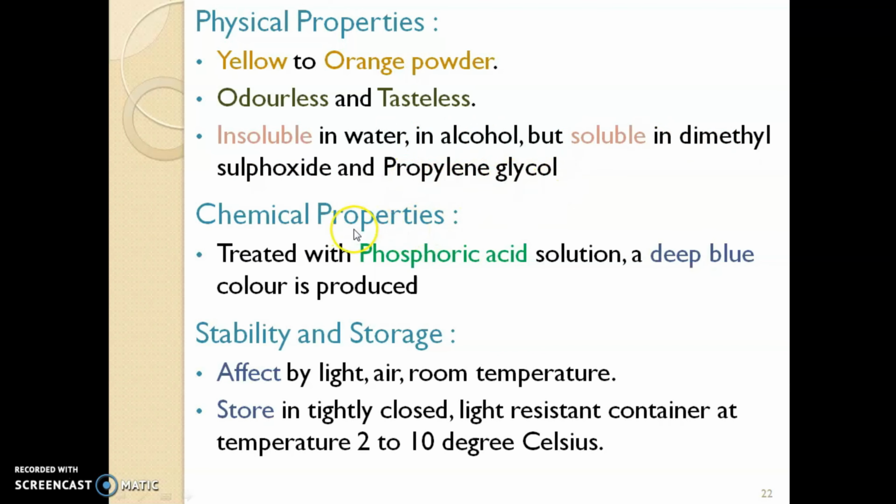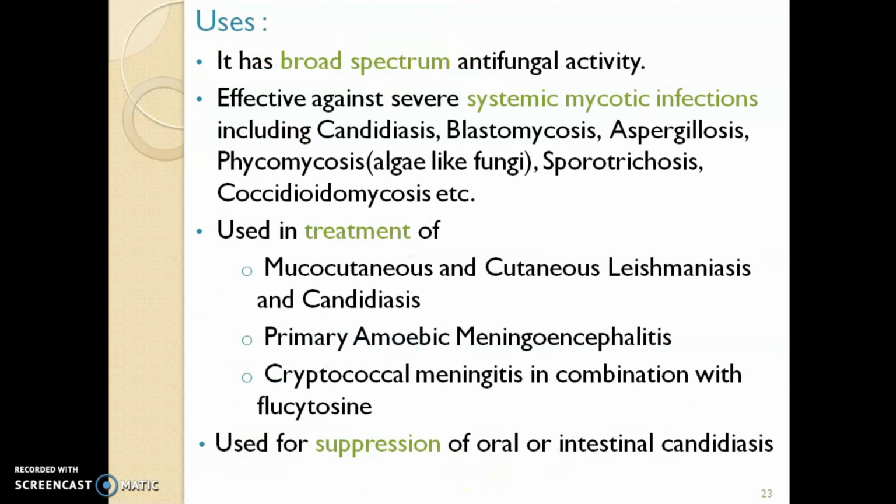Next point is chemical properties. When amphotericin is treated with phosphoric acid, then it gives a deep blue color. This drug can be affected by light, air and temperature, so store in a tightly closed, light resistant container at a temperature of 2 to 10 degrees Celsius. So the next point is uses.